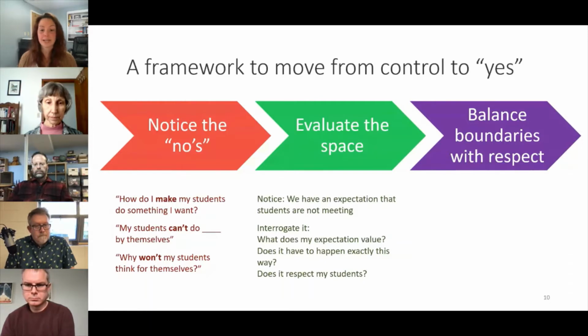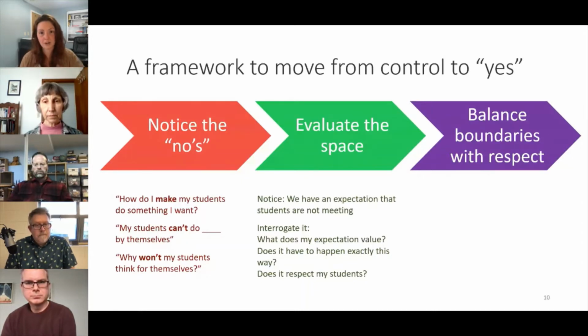We can notice that we have some kind of expectation that our students aren't meeting, and whose fault it is, I'm not worried about at this point. But noticing this gives us a chance to also interrogate it. So we can ask questions like, well, what is this expectation really valuing? Does it have to happen this way? And is the way I'm trying to carry out this expectation actually respectful to my students?